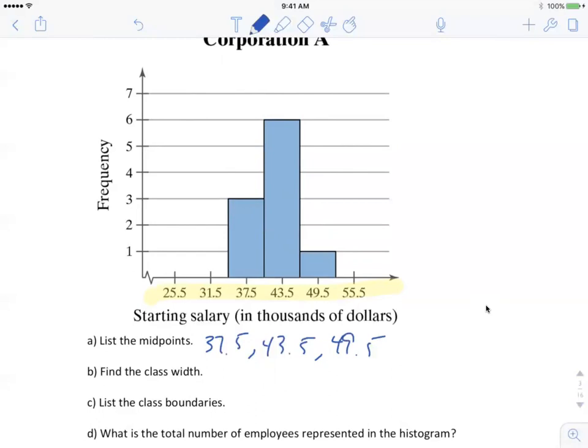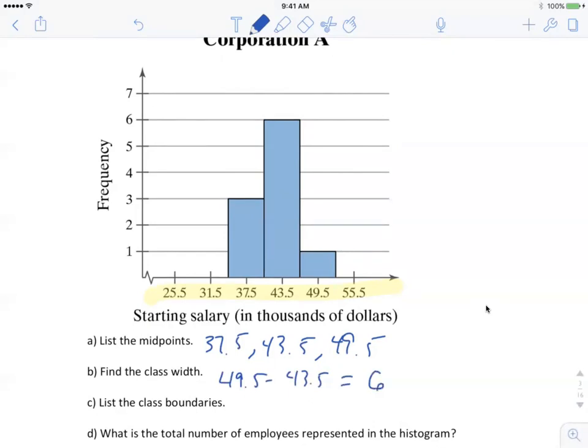Class width is going to be the difference between 2 midpoints. That's one way to do it. So class width, I could just do 49.5 minus 43.5, and that's going to be 6.